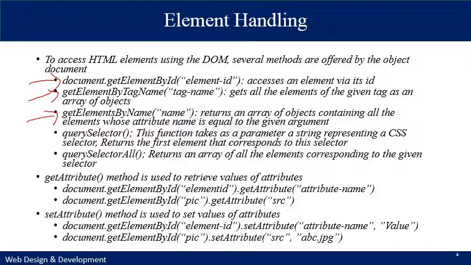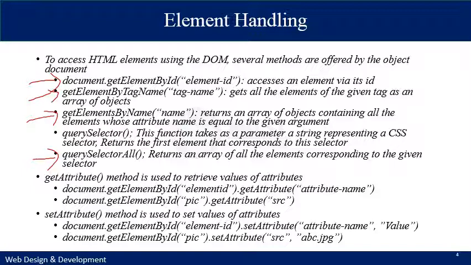This function takes the parameter of a string representing a CSS selector. So you can use any of the CSS selectors discussed in the CSS lecture, and you can select the elements based on those CSS selectors. You can also use the querySelectorAll method, and it returns an array of all the elements corresponding to the given selector.